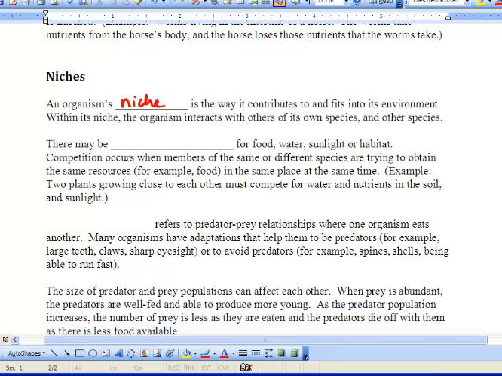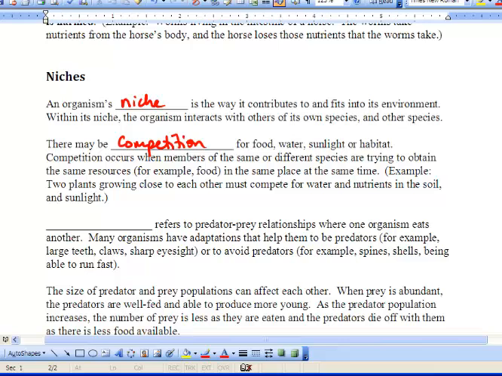Now, within a niche, there may be competition. Now, competition is for food, water, sunlight, or habitat. We're not just thinking about animals here, we're thinking about plants as well. It occurs when members of the same or different species are trying to obtain the same resources. This also happens in business. People are trying to fight for your business by offering different things. So think about cell phones for a second. They have competition, so they're going to offer better rates, better plans, better phones.